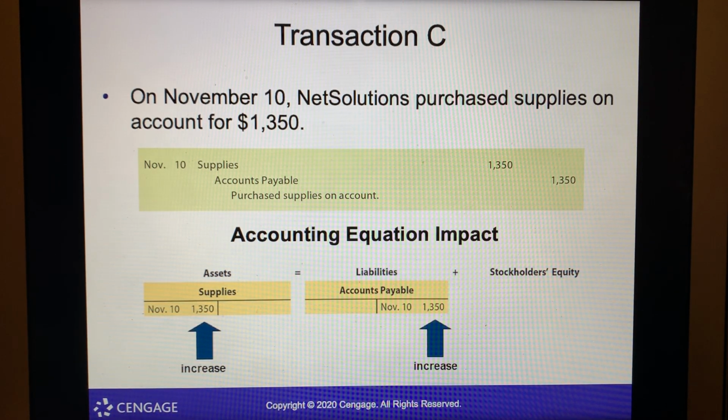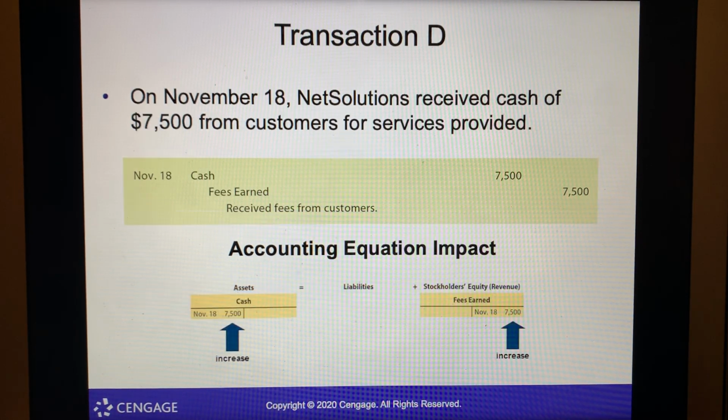C, November 10th, purchase supplies on account for $13.50. Date was November 10th. Supplies is going to increase by $13.50, so that was a debit. We put this to accounts payable, so our accounts payable is going to be credited. So the right side of the equation is actually increasing. So purchase supplies on account, that's the note that you write so that you understand what's going on.